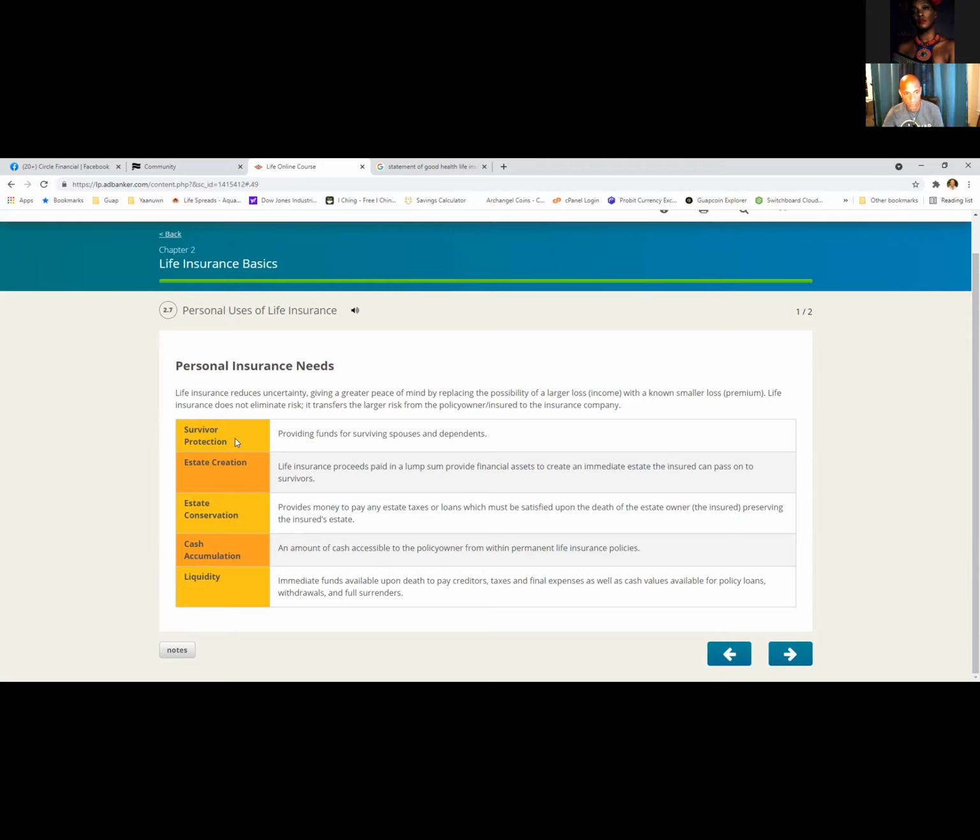So there can be personal survivor protection, providing funds for surviving spouses and dependents, and estate creation. Actually, the money from the life insurance policy can create an estate. So this is the generational wealth creation that I'm talking about. Life insurance proceeds paid in a lump sum provide financial assets to create an immediate estate the insured can pass on to survivors. And it's tax-free.